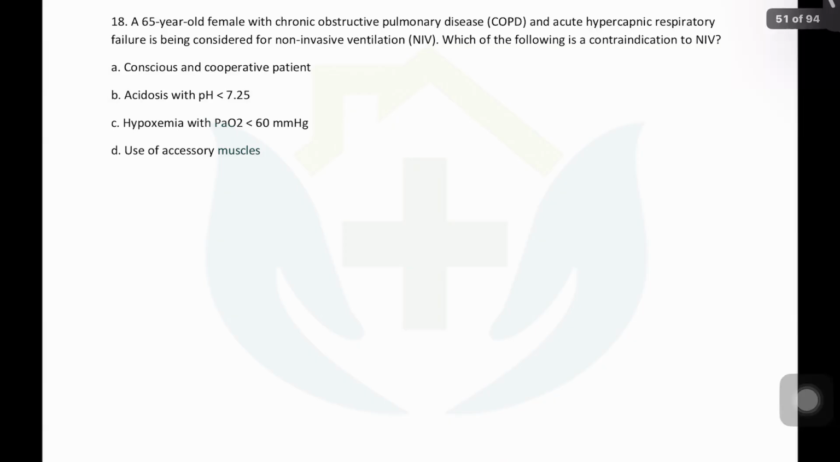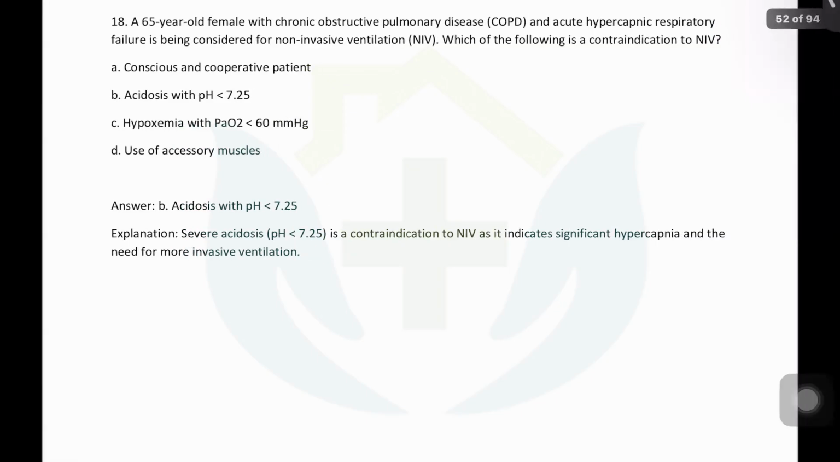B, acidosis. I think the answer is B, acidosis, when the pH is less than 7.25. Because if the patient is not using their accessory muscles, why would you put that patient on NIV support? Sorry, that is one of the indications to put the patient on NIV. So the answer is having an acidosis. Severe acidosis with pH of less than 7.25 is a contraindication to NIV, as it indicates severe hypercapnia or metabolic acidosis, requiring invasive ventilation.